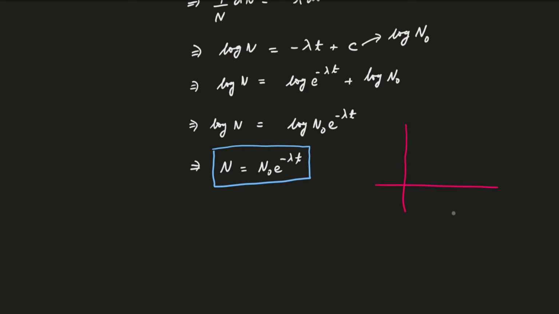So graph of this would look something like this. You have the number of particles on the y-axis and the time on the x-axis. So you begin with some initial n naught number of particles, and after some time you get this exponential decay and you never quite get to 0. This is what is known as an exponential curve because it obeys an exponential behavior.